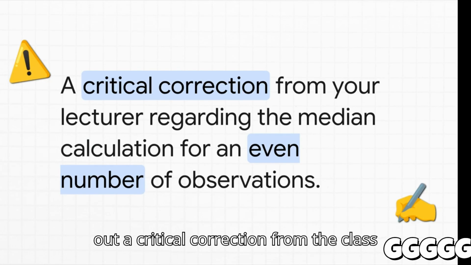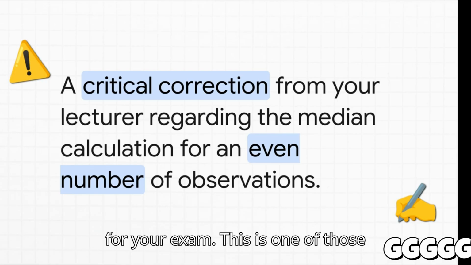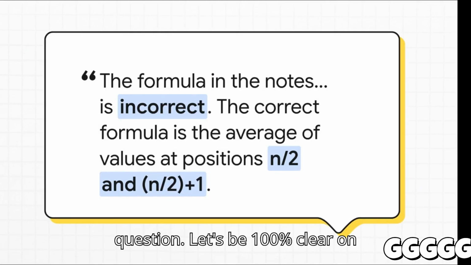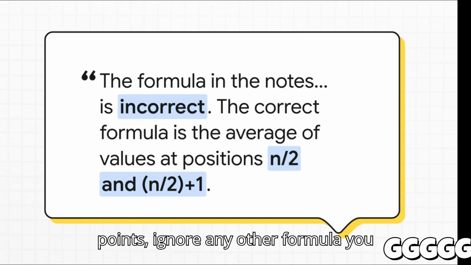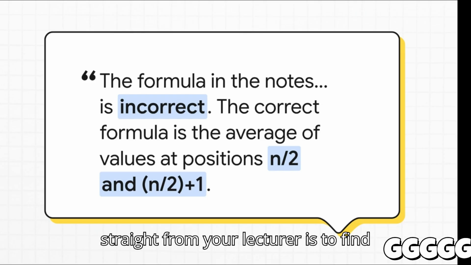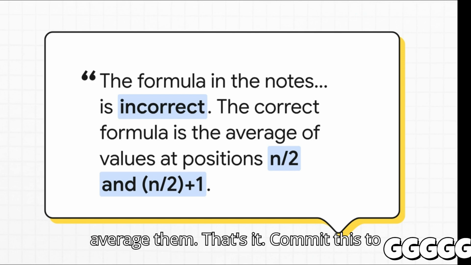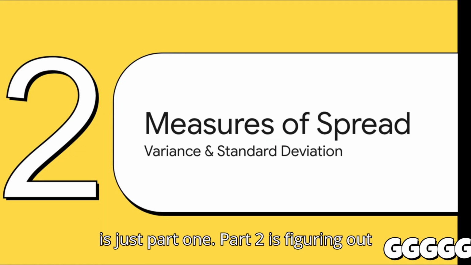Your lecturer pointed out a critical correction from the class notes that you absolutely have to know for your exam. This is one of those little details that can make or break a question. Let's be 100% clear on this. If you have an even number of data points, ignore any other formula you might have seen. The correct way to do it, straight from your lecturer, is to find the two values in the middle and just average them. That's it. Commit this to memory.